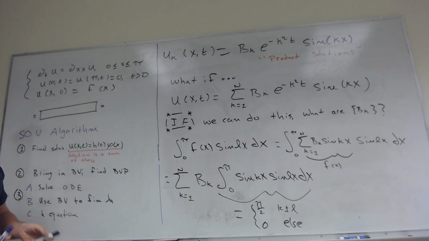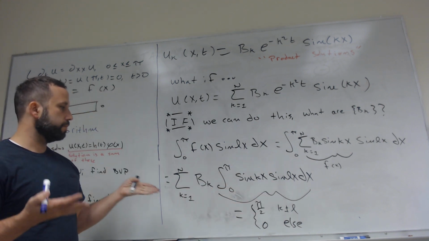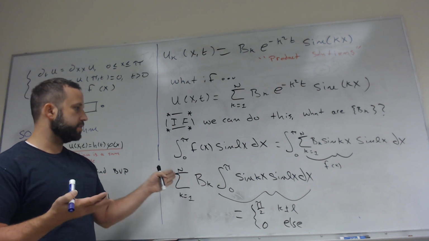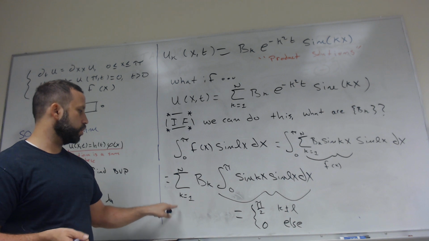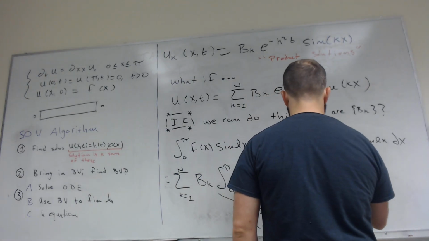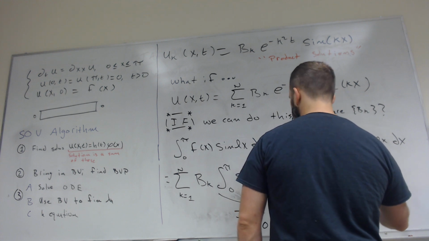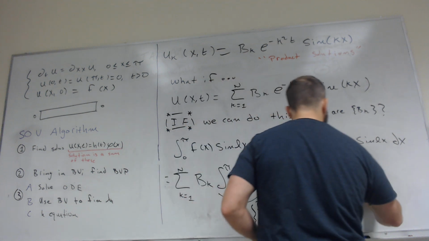So in other words, each term of the sum is 0 as long as k is not equal to L. So the only non-zero term is going to correspond to k equal to L, in which case we get b_L times the integral, we get b_L times pi over 2.